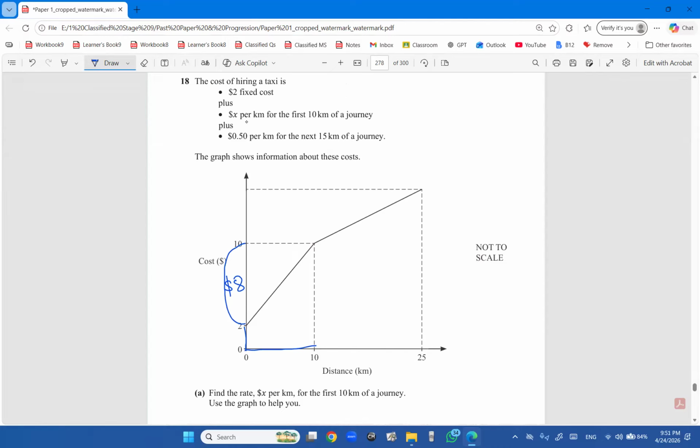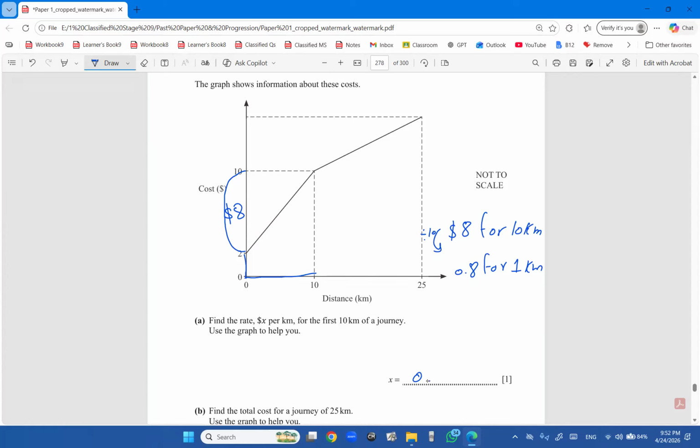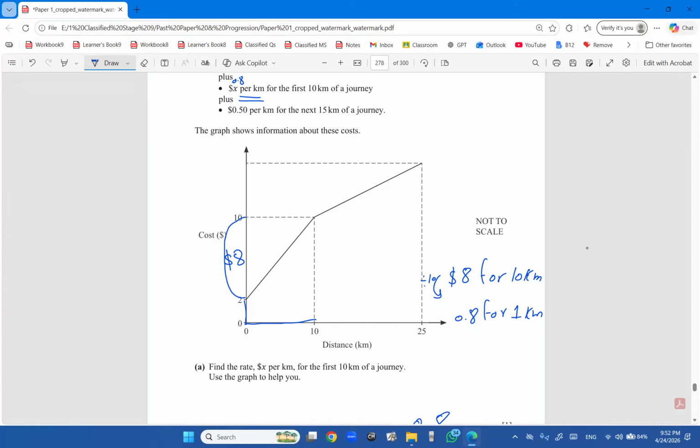So how much per kilometer? Well, if it is $8 for 10 kilometers, then if you wanted per kilometer, divide this by 10, divide this by 10. So it is 0.8 for 1 kilometer. So it is $0.8 per kilometer for the first 10 kilometers of the journey. So x is 0.8.